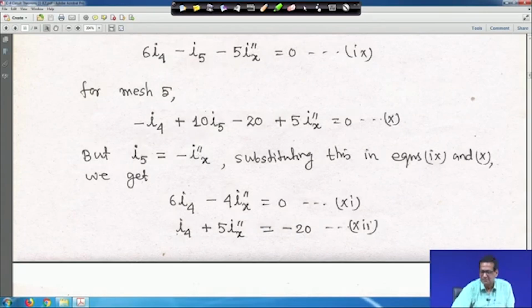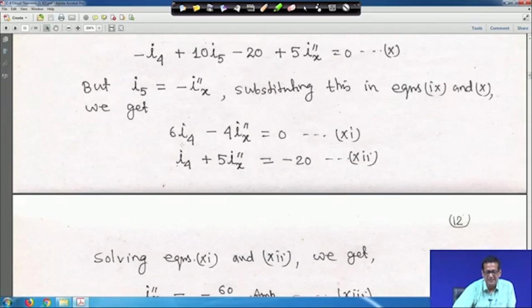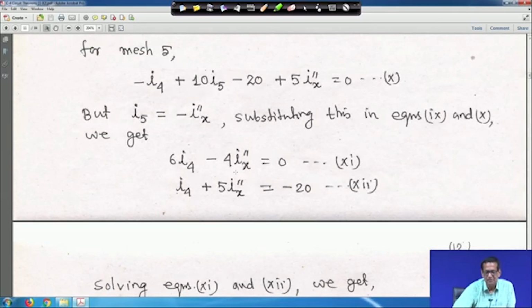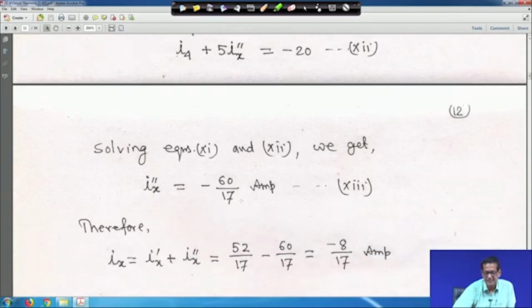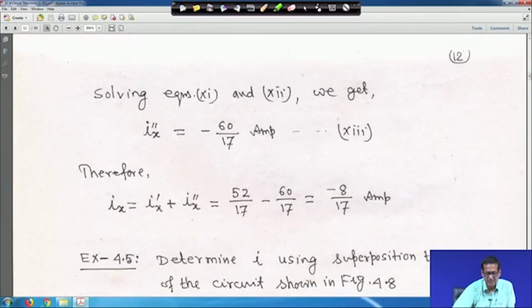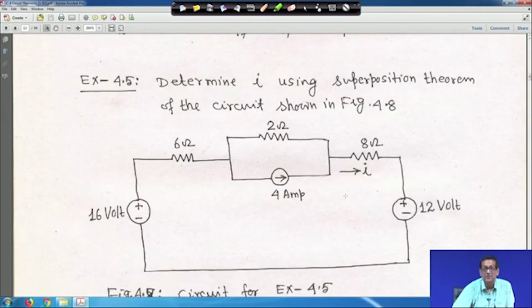So, substituting this in equations 9 and 10, you will get this equation, 6 I 4 minus 4 I x dash is equal to 0, and this one is equal to minus 20. Solve this, you will get I x double dash is equal to minus 16 upon 17 ampere. Therefore, I x is equal to I x dash plus I x double dash is equal to minus 8 upon 17 ampere. If you solve this circuit as a whole, you will get the same answer, minus 8 upon 17 ampere. Now let us see one more simple example.